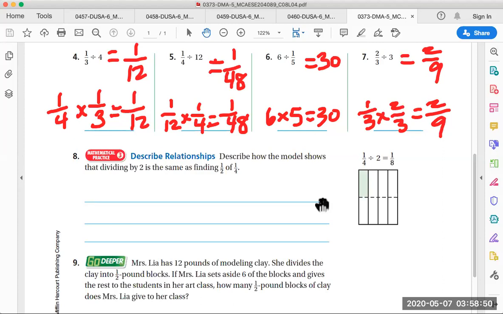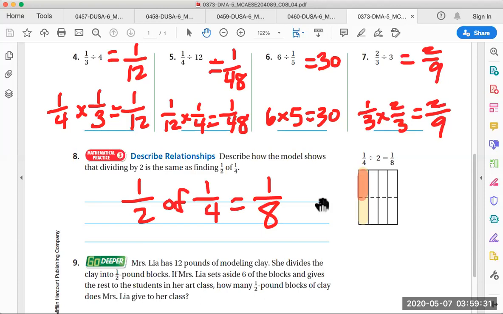Okay, let's move to number 8. It asks you to describe how the model shows that dividing by 2 is the same as finding 1/2 of 1/4. So their shading is a little different than the way I did it. So I would have originally shaded it. We started with 1/4, which is that whole piece. And then you found 1/2 of that, which would be this part. So it is like finding 1/2 of 1/4 to give you 1/8, because we actually shaded half of the 4th.